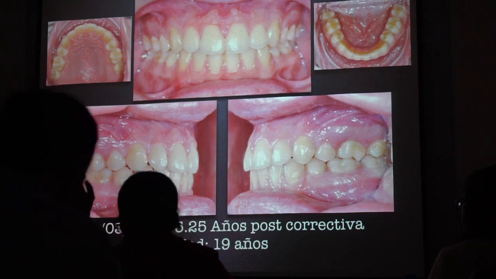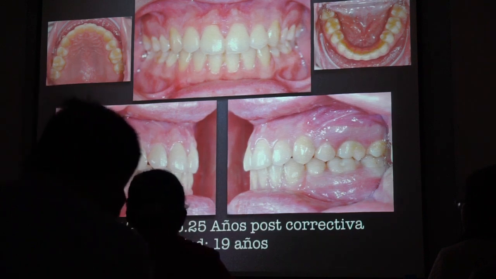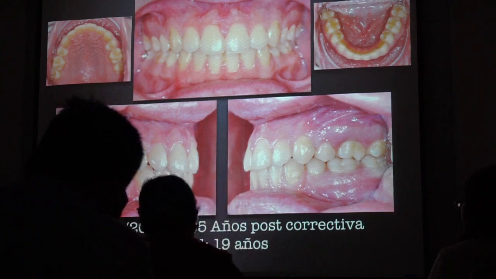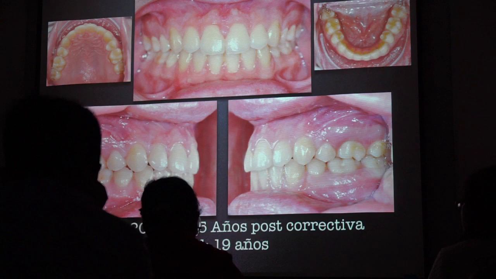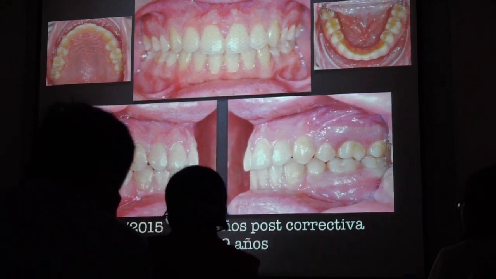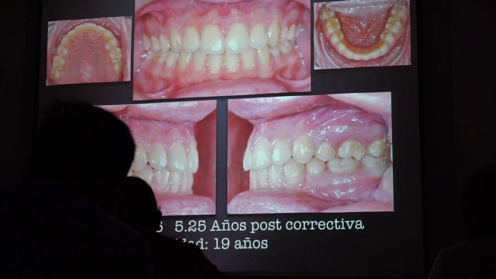She has the question, and you, based on what, decide the serial extraction? In other words, what are the indications, what factors do we have to look into to decide that this case can do the serial extraction?